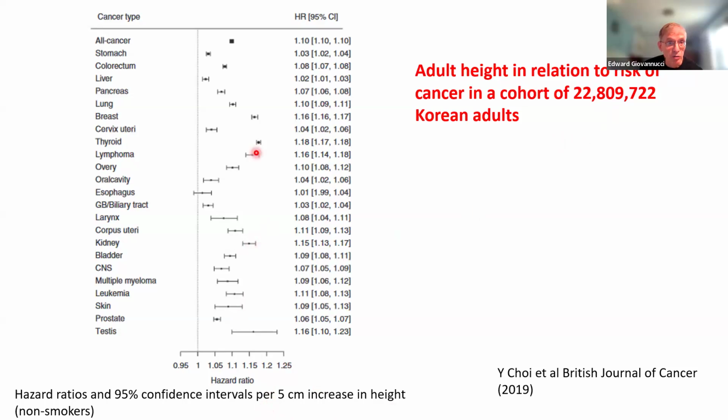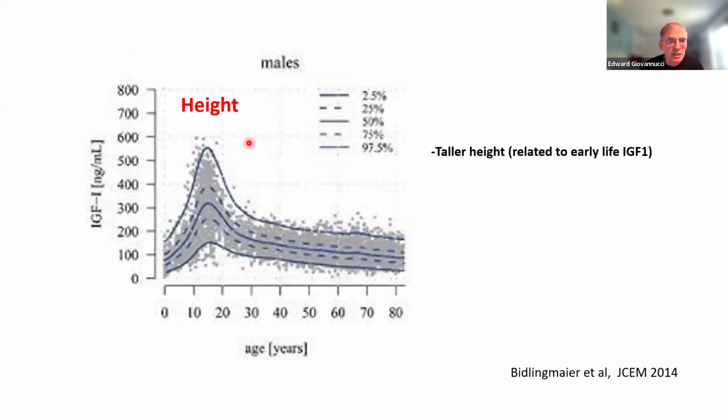If you look at total cancer, for every 5 centimeter increase in height, and this is in non-smokers, it's associated with a 10% increased risk of all cancers combined. And as you can see, almost every cancer is increased, some more than others. Pretty remarkable finding. What may account for this?